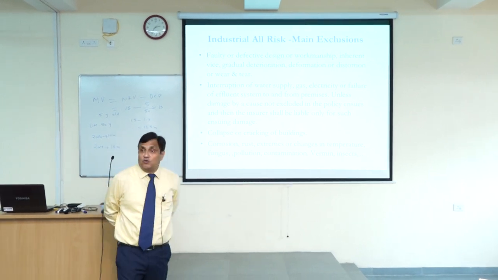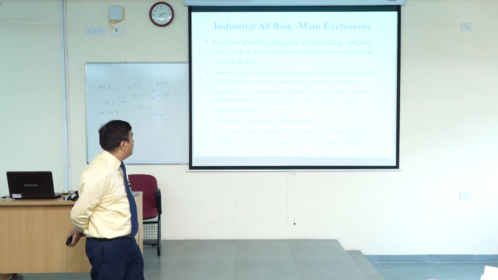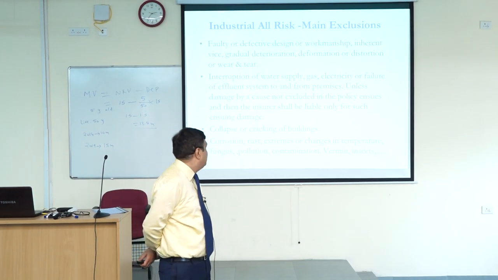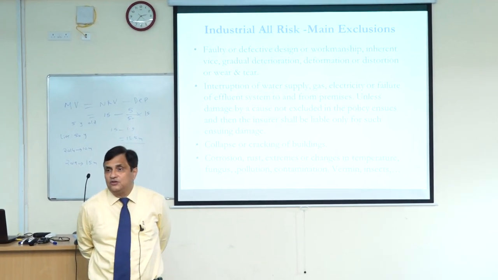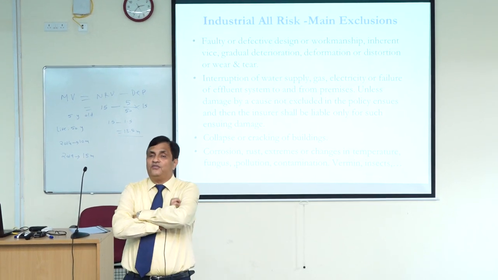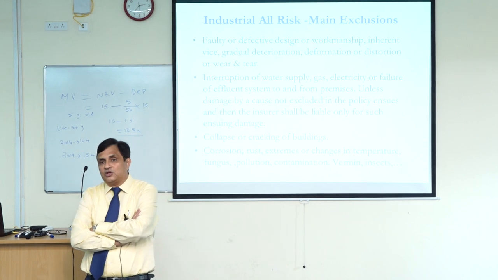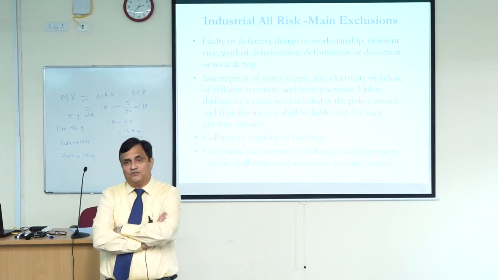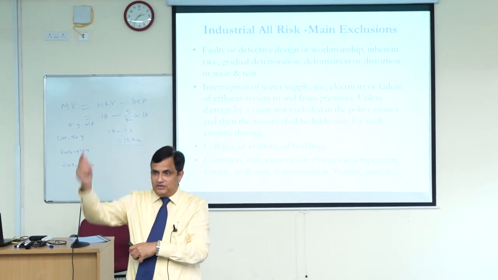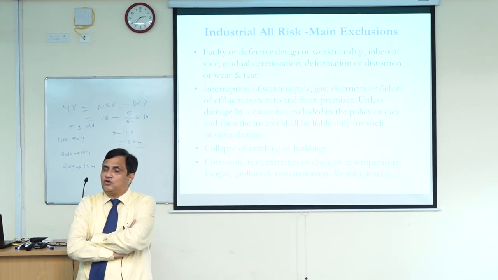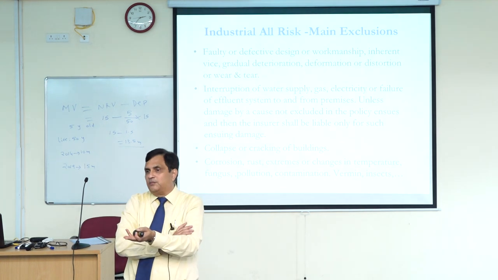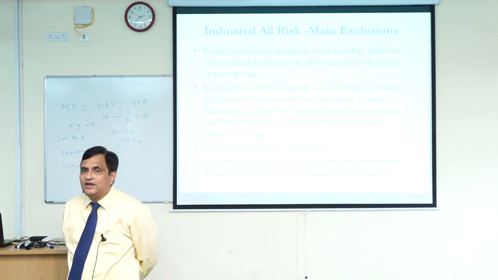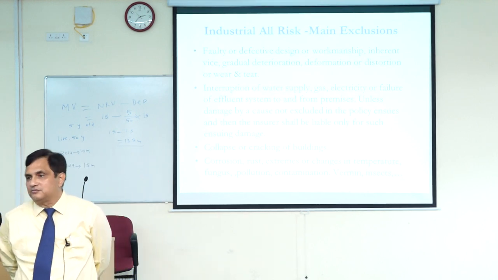Second thing is interruption of water supply, gas supply, electricity, or failure of effluent systems from premises, unless damage by a cause not excluded in the policy ensues, and then the insurer will be liable only for the ensuing damage. So fundamentally, any loss or damage that has occurred because your electricity, your power, your gas supply or your water supply has been cut off is not a part of this particular policy. Unless, because of one of the insured perils, or what is not excluded, say because of fire your transformer is damaged, or the air conditioning supply is damaged, it is covered. But just because the transformer has failed, which is not covered, you are not going to get cover under this particular policy.